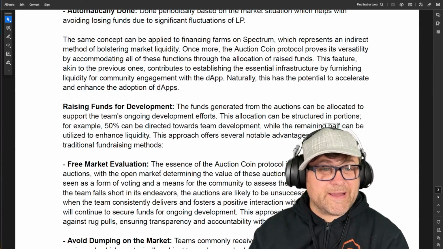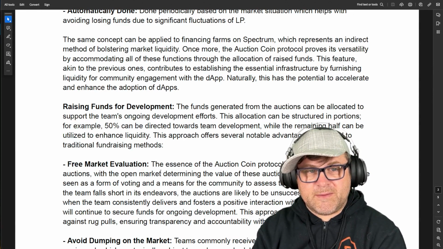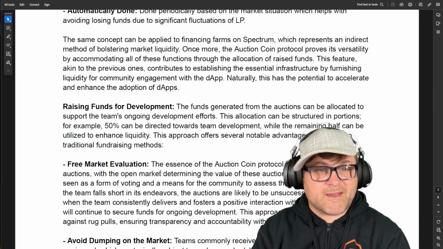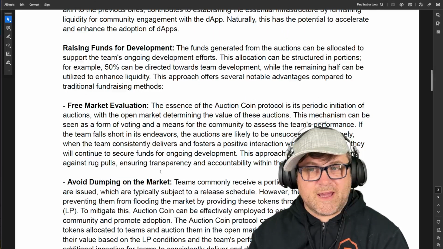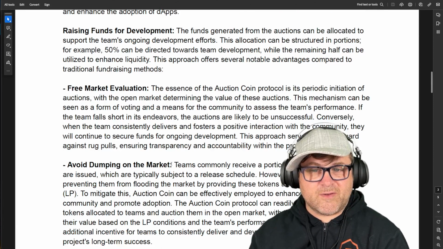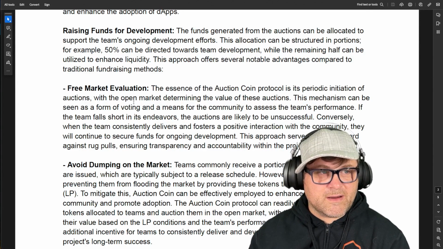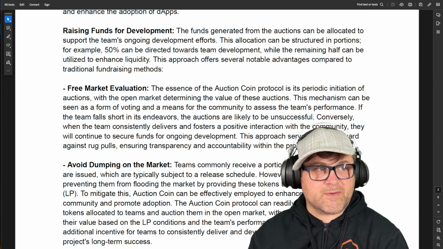You can also split it many ways. So you could send some of these auction proceeds to the team that's developing. You can send some as a buyback contract. You can send some as a liquidity contract to increase the liquidity pool. And of course, the idea is to avoid dumping your fair launch token onto the chain and having everybody else dump it on the liquidity pool.